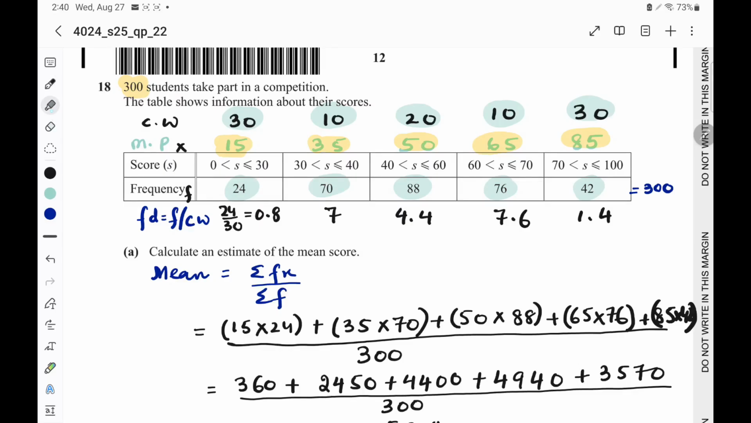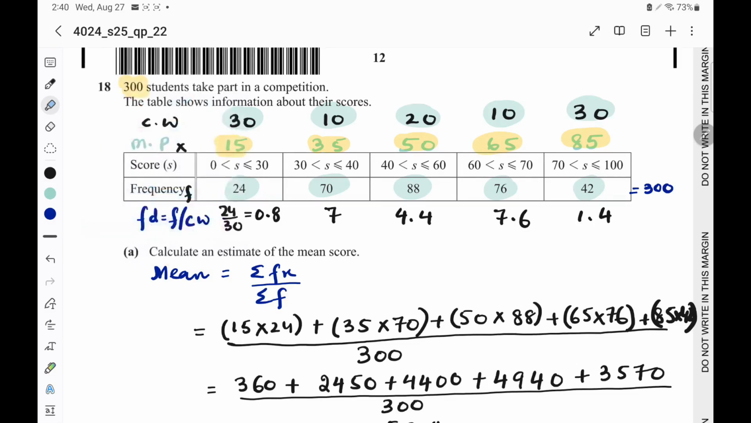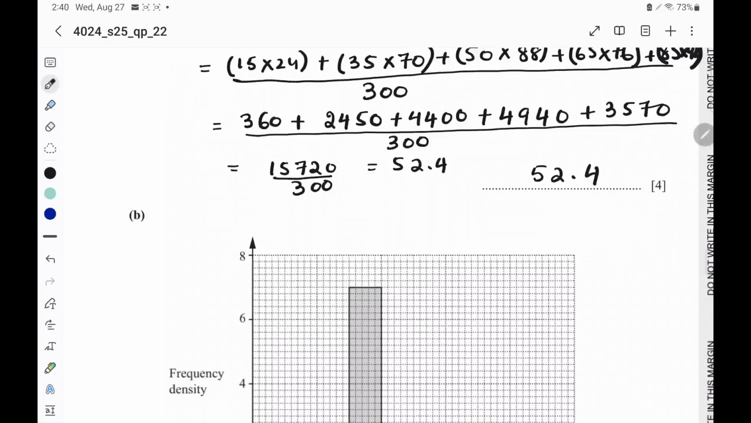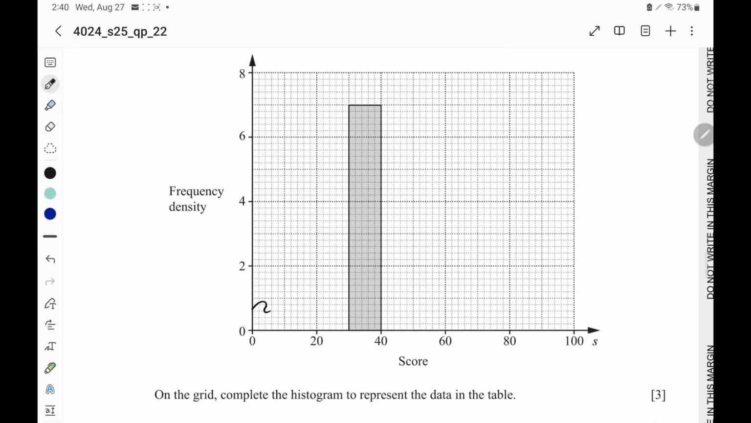So we are going to draw the frequency density against the scores. The y-axis is frequency density, and these are the scores. It means I'll have to draw a line for 0 to 30. I'll draw up to 0.8. So here, 0 to 30 is 0.8: 0.2, 0.4, 0.6, 0.8. Take your ruler.